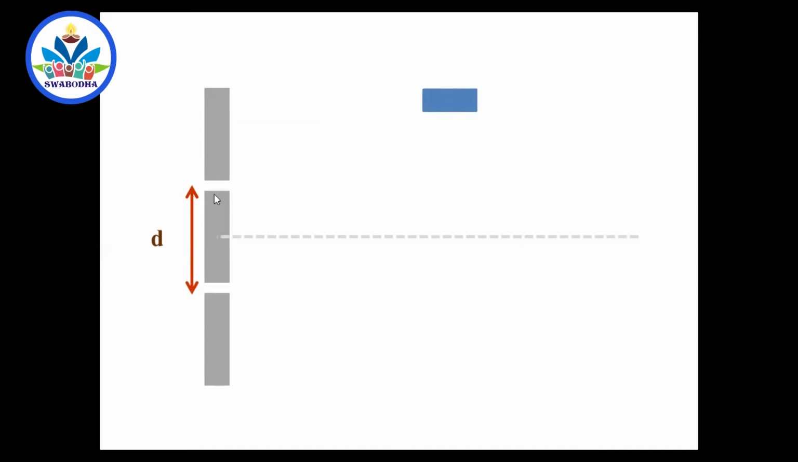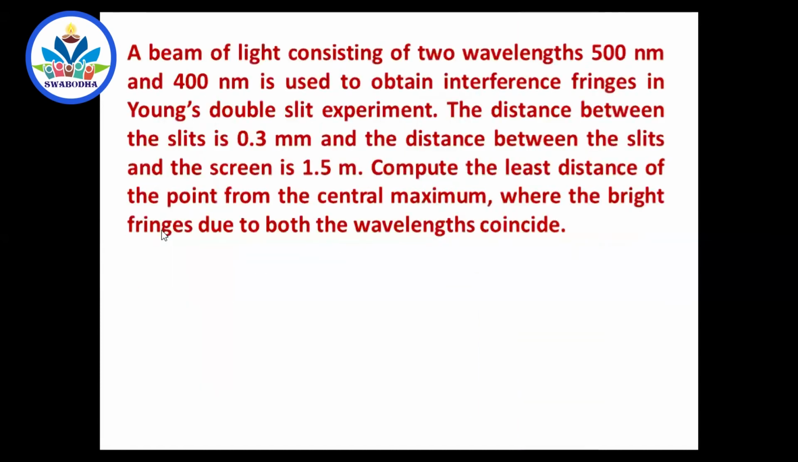You have two sources here, and here we have two bulbs. Switch on one bulb and then the other. Suppose it is 400 nanometer and 500 nanometer. One is a larger wavelength, another is a smaller wavelength. And you know that beta is equal to lambda D by d. If wavelength is more, beta is more. If lambda is more, beta is more. This is more wavelength, this is less wavelength, you know it.